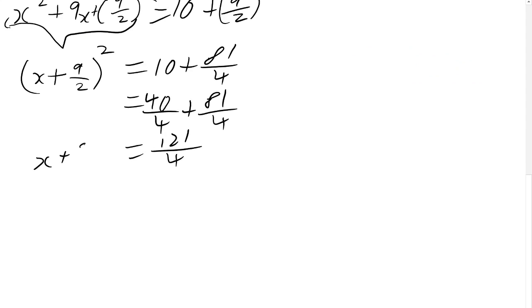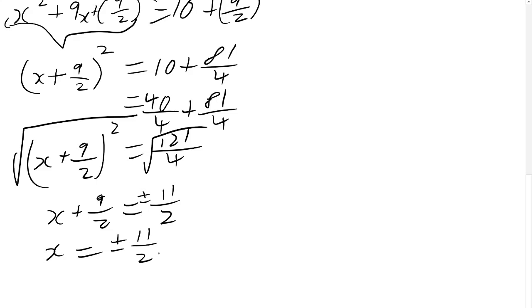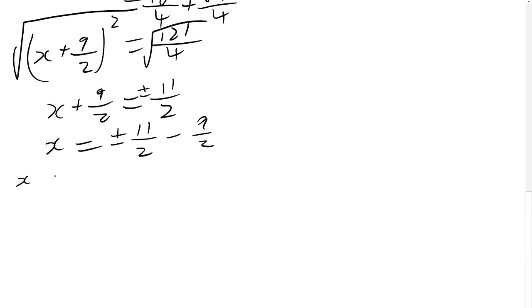And let's put this here again. Now we can square root both sides, and we get x plus 9 over 2 equals, square root of 121 is 11, square root of 4 is 2. And remember, when we square root, we have to consider positive and negative outcomes. So x equals plus or minus 11 over 2 minus 9 over 2. And then we have to do two different cases.